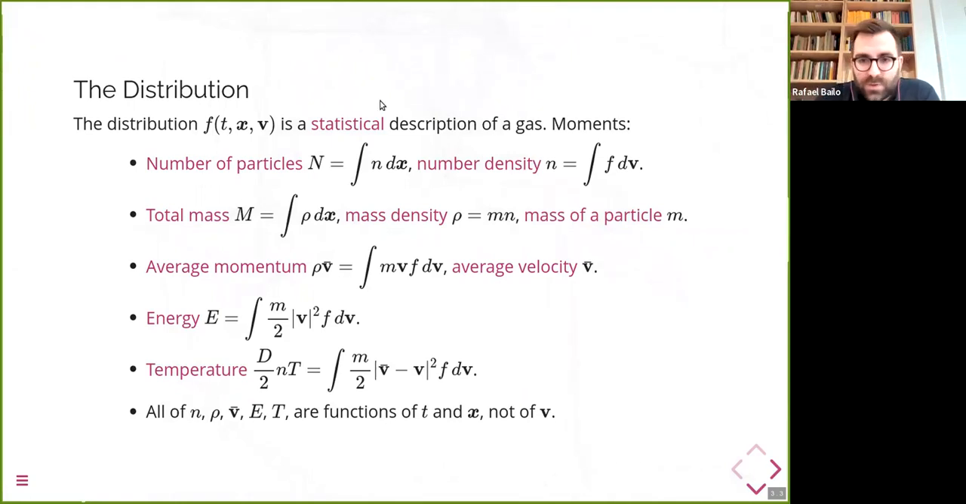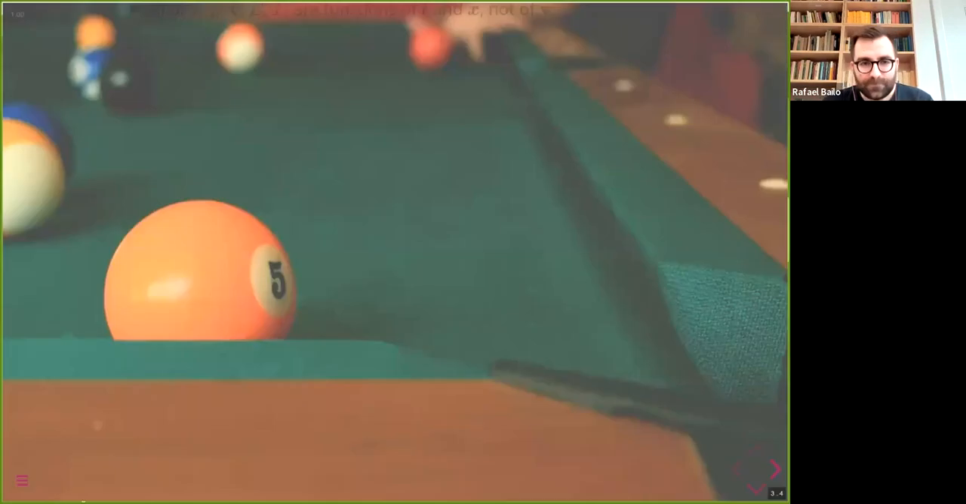The point is that this distribution gives you everything you need to know about the gas. Tells you, for instance, the density of particles in terms of number or mass. It tells you the average momentum of the particles, the energy, the temperature. And in fact, I will be much more concerned with these moments than I will be with the distribution, for reasons that will become clear in a moment.